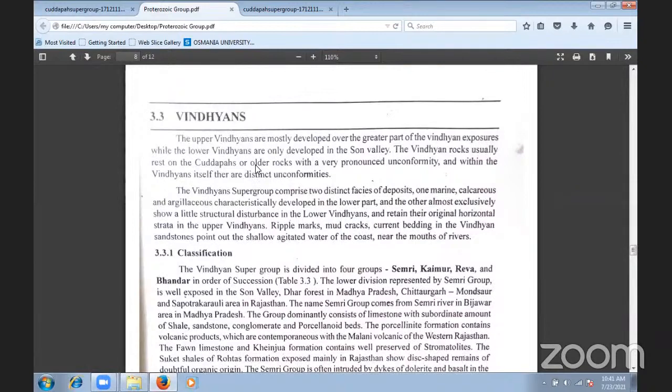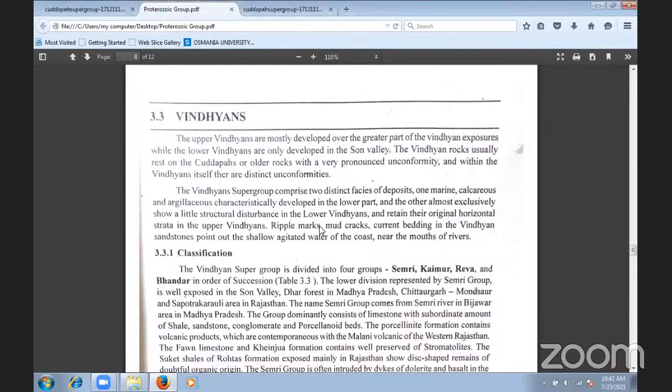Vindhyans. The upper Vindhyans are mostly developed over the greater part of the Vindhyan exposures, while the lower Vindhyans are developed only in the Son Valley. The Vindhyan rocks usually rest on the Kadapa formations and on the Aravalli rocks. It is marked by an unconformity, and within the Vindhyans itself there are distinct unconformities.